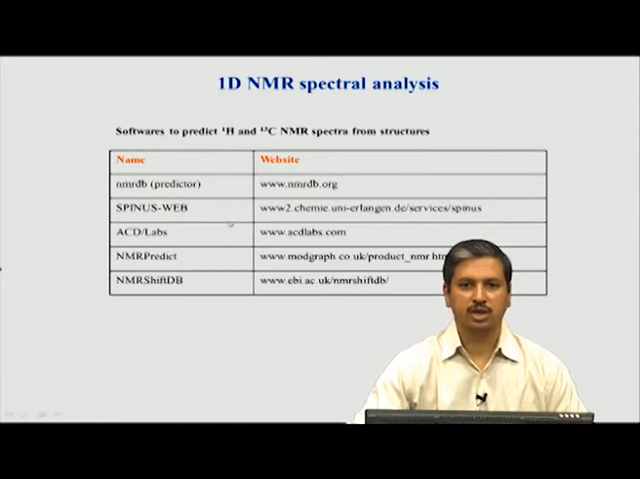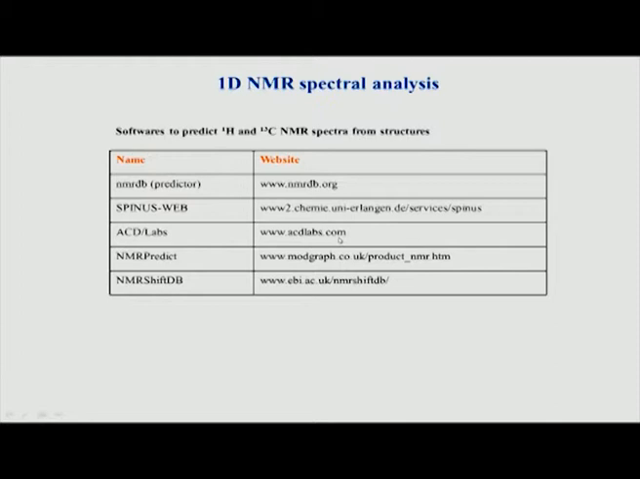Now, in this slide we are listing some of the websites which you can actually visit. It will be a good exercise for you if you can go to these websites. Some of them in fact have online tools where you can try out, you give a structure of the molecule and it will predict the chemical shift. So, these are basically softwares to predict proton and carbon NMR chemical shifts.